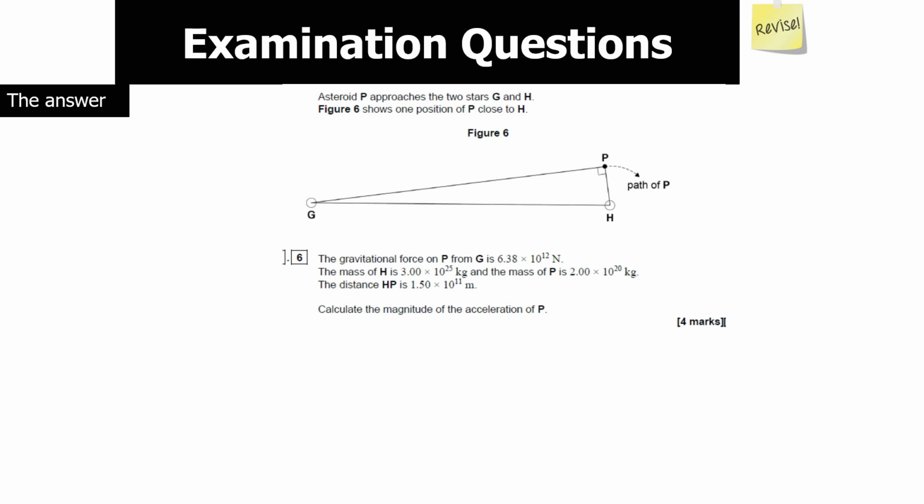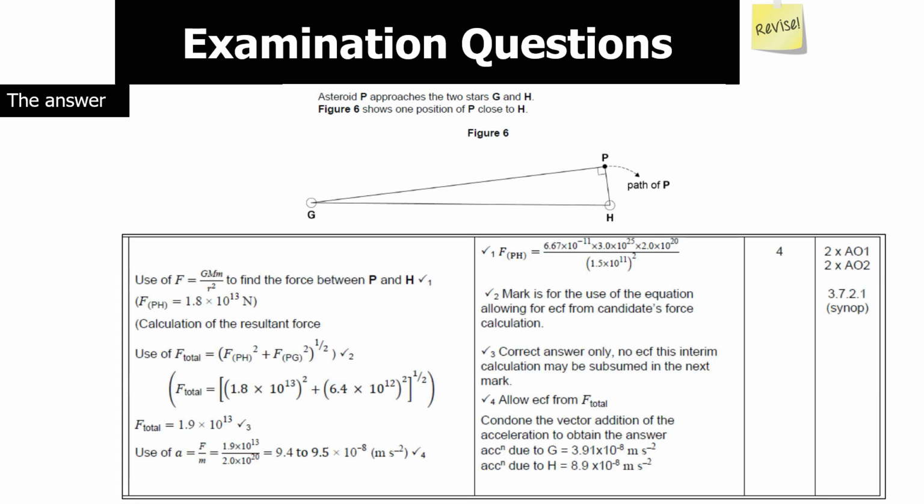Right, so how would you answer this particular question? Well, you know straight away that it's worth 4 marks. It's going to be either a double step calculation or a challenging calculation. Now you have the gravitational force, you have the mass of two objects, and you have the distance between the two. So what you can do straight away is say F equals GMm over r squared, and work out the value of the force between P and H.